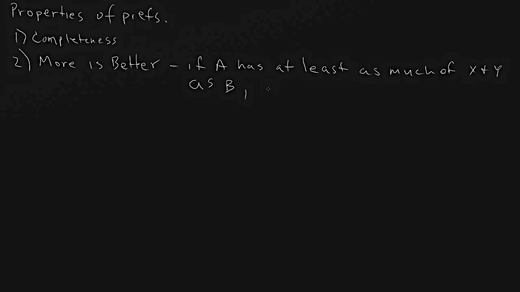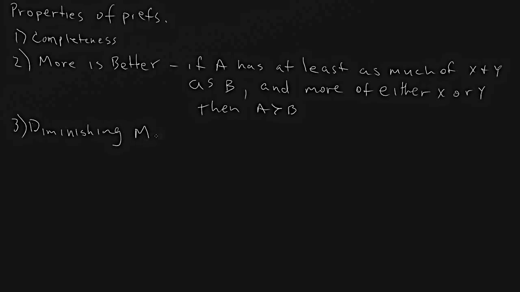and perhaps even a little more of either, let's say more of X or more of Y, then A is preferred to B. So in other words, as long as we have the same amount of one good as B has, if we have more of the other good than B has, we prefer that because we like to have more of each good if we can.